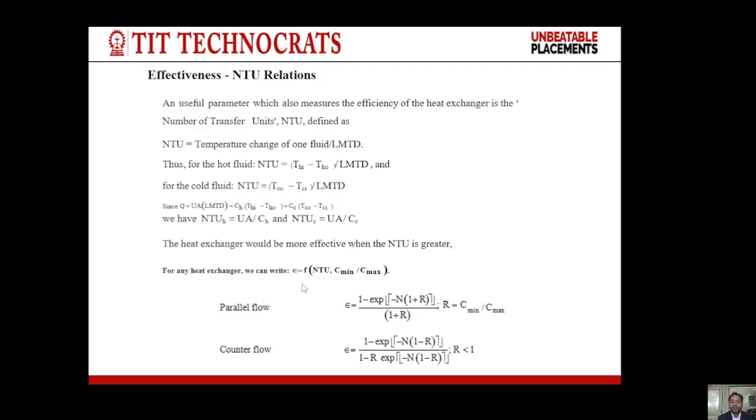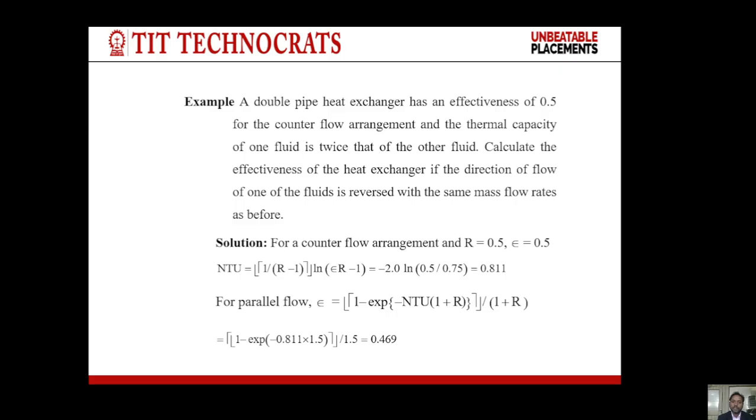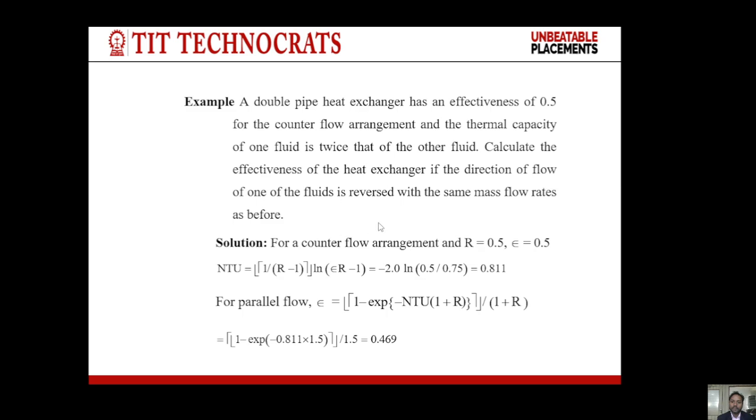So the formula for counter flow and parallel flow effectiveness is a function of NTU and C min upon C max, and it is given by this expression: epsilon equal to 1 minus exponential, or e power minus NTU times 1 plus r. So this is the example to understand this whole heat exchanger formula, or to apply the concept of this formula. We can understand by solving this numerical problem.